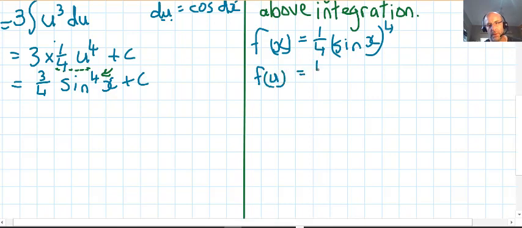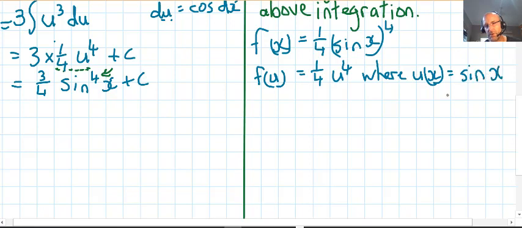So first making a substitution there. f of u equals a quarter u to the power 4, where u is defined, or u of x in full, u is equal to sine x. This is the chain rule for differentiation, which is prior work. Thus the derivative of that, u dash of x, is cos x.